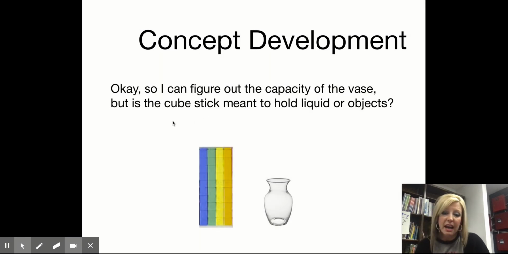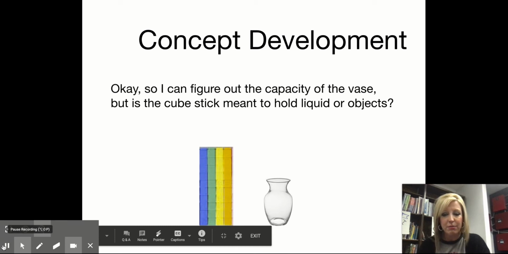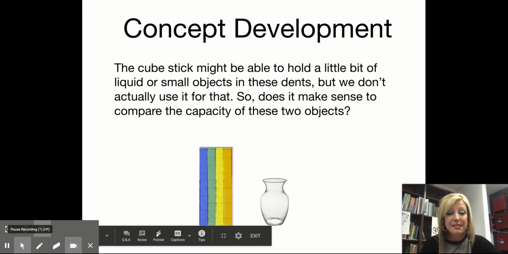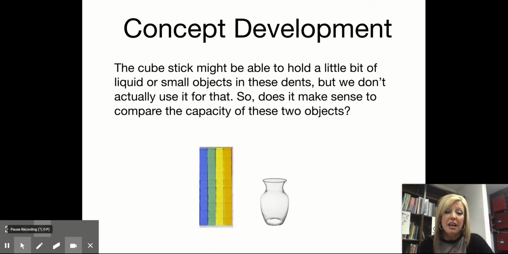Okay, so I can figure out the capacity of the vase. I can see how much the vase holds, but is the cube stick meant to hold liquid or other objects? Think about that for a minute. We could fill the vase with water or some sort of liquid, but could we fill these cube sticks with that? Pause the video and discuss that with a home learning partner. The cube stick might be able to hold a little bit of liquid because it has small dents in the object, but we don't actually use it for that.